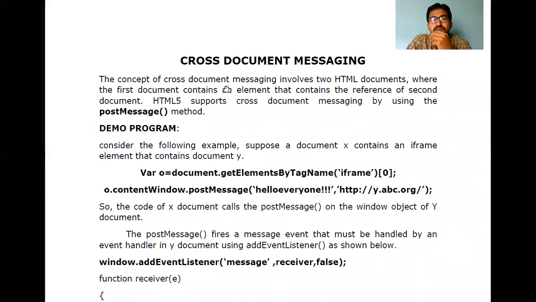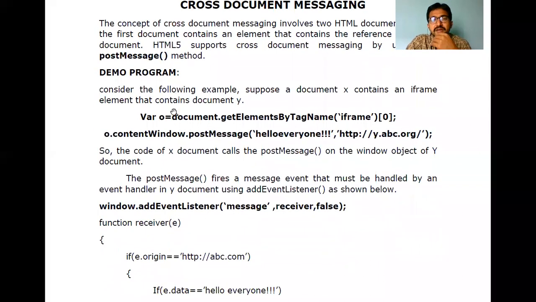The concept of cross document messaging involves two HTML documents where the first document contains an element that contains the reference of the second document. So in the first document, it consists of the reference, meaning the address of the second HTML document. HTML5 supports cross document messaging by using the postMessage method. Let me see one small demo example.